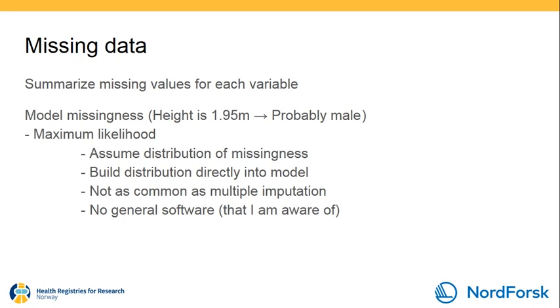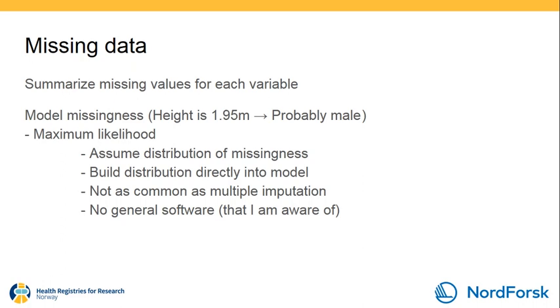We could also use maximum likelihood. That would mean that we assumed the distribution of missingness somehow, and then we build this distribution directly into the model. It's not as common as multiple imputation, and that's because you have to program each scenario individually, or at least there is no general software that I'm aware of. So most people just use imputation, even though it takes more computational power from your computer.